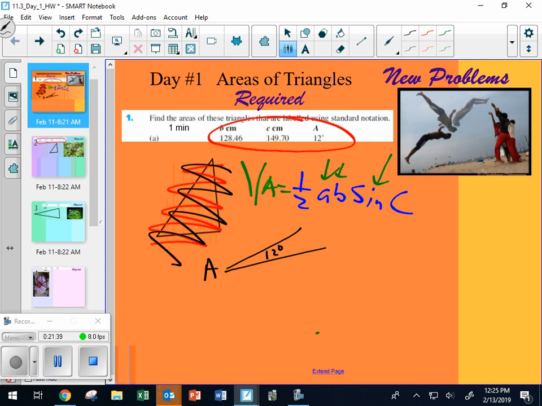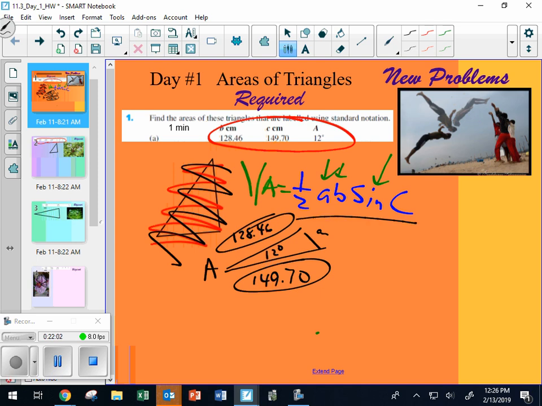All right, do you get that B and C? Here's where little side A would be, over there. And it tells us B and C. So it's telling us this one, and it's telling us that one. That's a good thing, right? 128.46 and 149.70. So yeah, it gave us 2 sides and the angle between. So it's a perfect setup for this formula. And you just have to be smart enough to know that A actually in our formula should be called what? C.